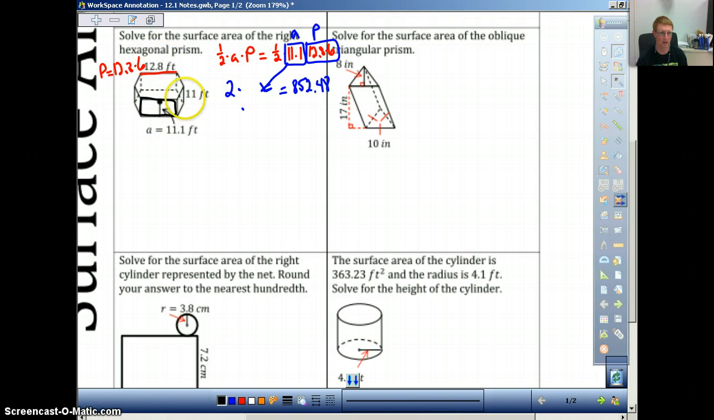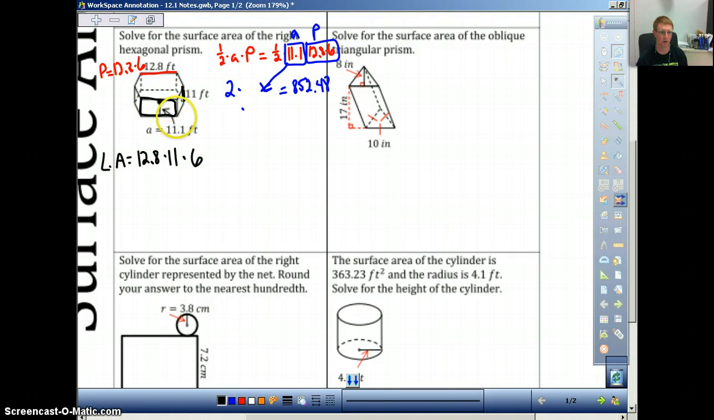It's 12.8. The height is labeled right here as being 11. So the area is going to be 12.8 times 11. Well, how many of these do we have? They're all the same. Because they're all the same, we can just simply take 1, 2, 3, 4, 5, 6, and all of this lateral area will be 12.8 times 11 times 6 of them.